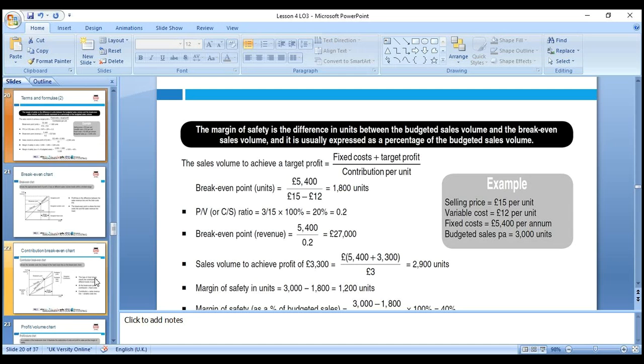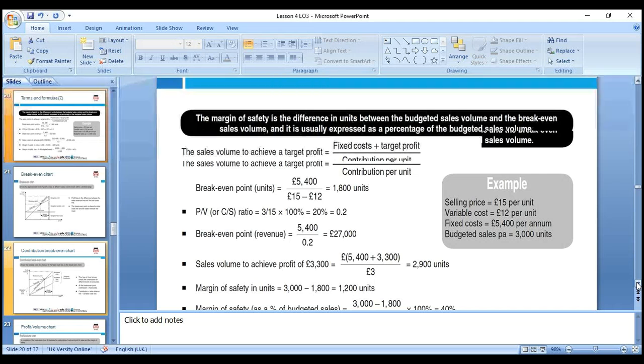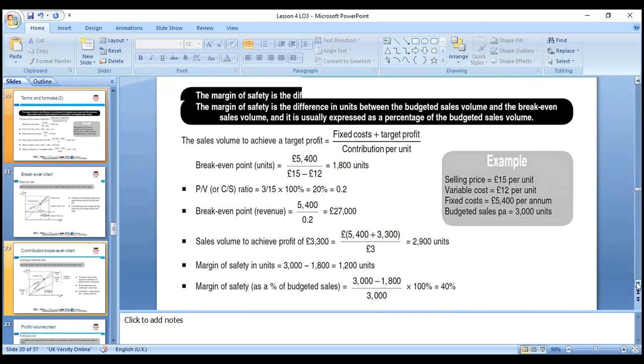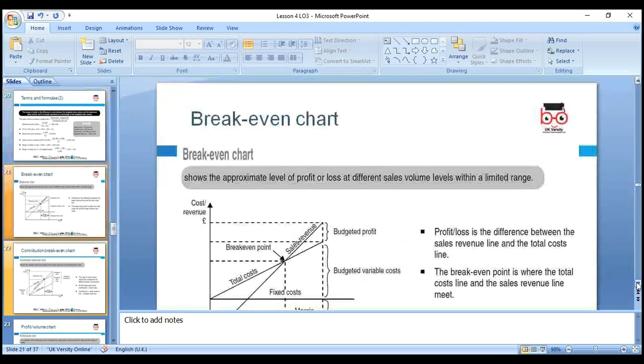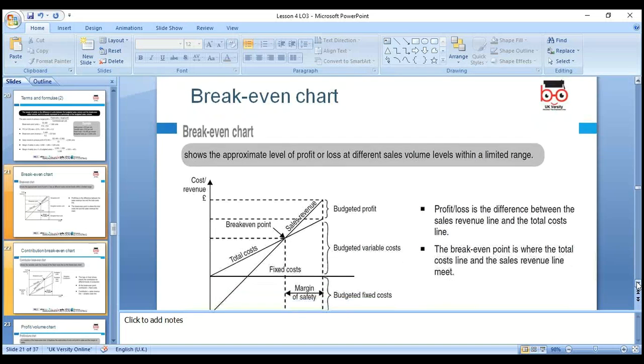So margin of safety is the difference between budgeted sales and break even sales. Our budgeted sales were given as 3000 and the break even sales came to 1800. The difference is 1200 units, so 1200 units will be our margin of safety. If you want the margin of safety as a percentage, 1200 divided by 3000 budgeted sales times 100 gives 40%.